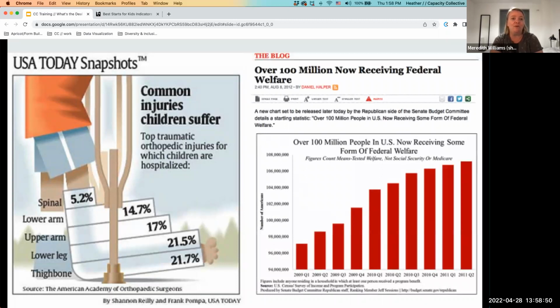All right, this says that over 100 million are now receiving federal welfare, right? And this is another type of bar chart, but this time the bars are going up and down instead of sideways. So again, what it looks like is that there's been this dramatic increase in the number of people receiving federal benefits. And when you look at the source, it says the US Census, which should be good. But does anyone see anything that seems strange about this, or any additional information to help us understand this?